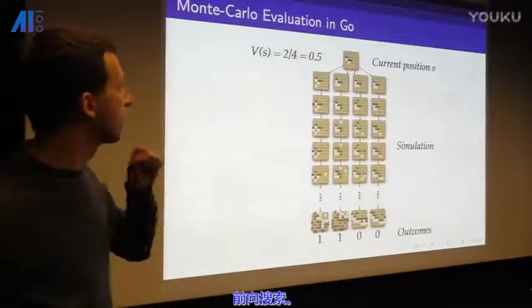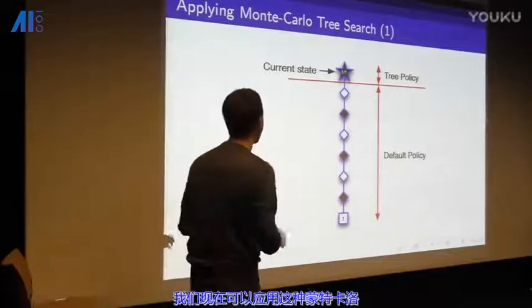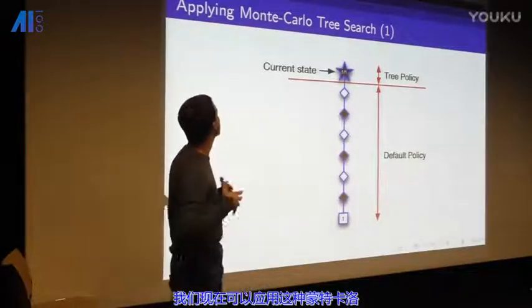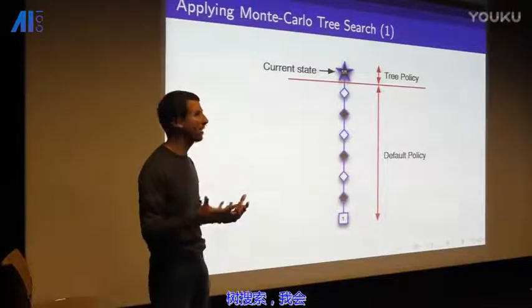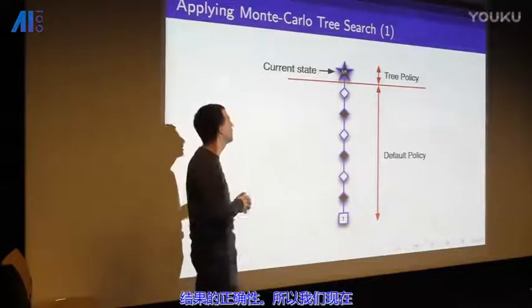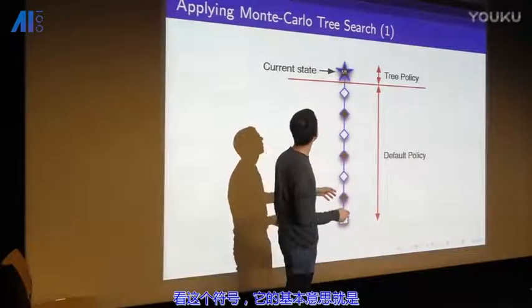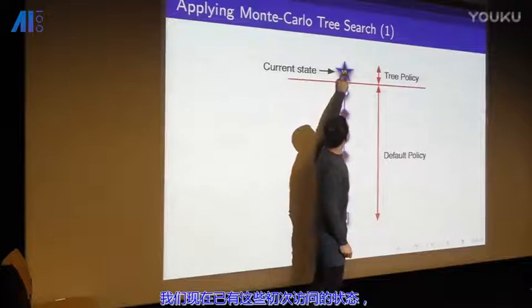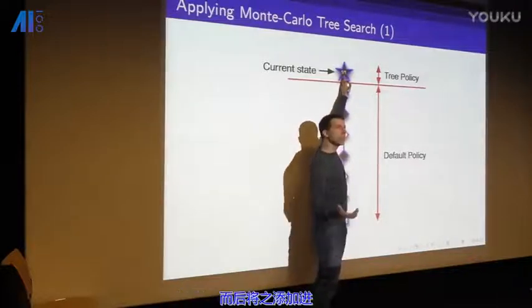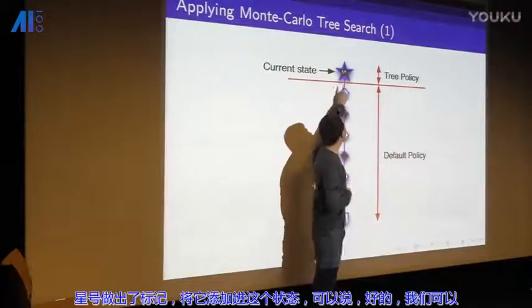It's forward search. Okay, and now to turn this into a tree search algorithm, we can apply this Monte Carlo tree search idea. I'm just going to walk through a few iterations of this algorithm to make it concrete. This notation tells us that we've got some state that we visited for the first time. This is something we're adding into our search tree, so we'll mark that with a star. We add in this state.